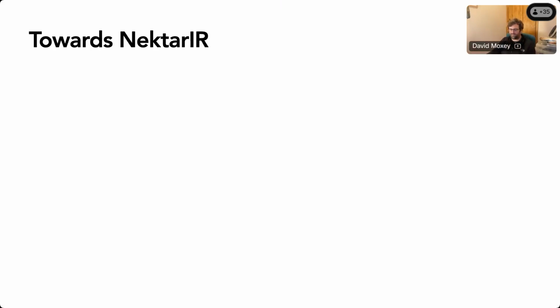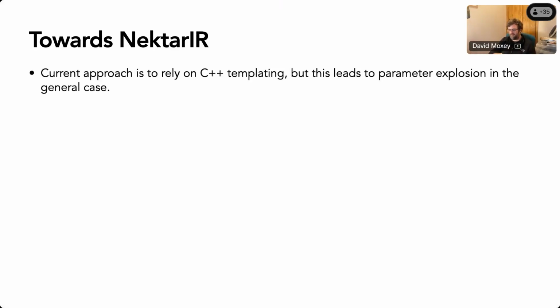So this is where I kind of stopped, but I thought I would motivate why we are looking at this thing, NektarIR. Our current approach, everything I've shown you here, is relying essentially on C++ templating and us pre-compiling a whole bunch of different choices that we think our users would make the most use of. Because we don't want to restrict our users by having to recompile the code every time they want a different polynomial or different simulation.